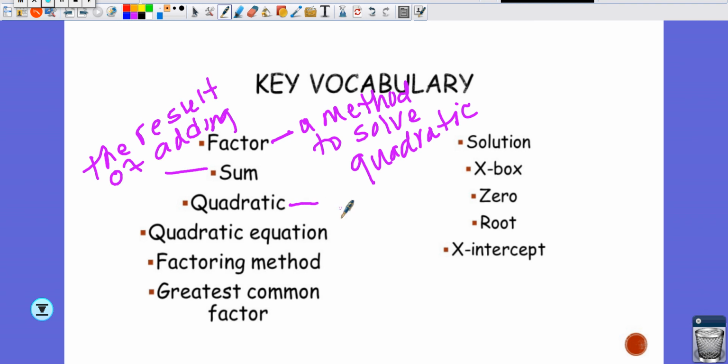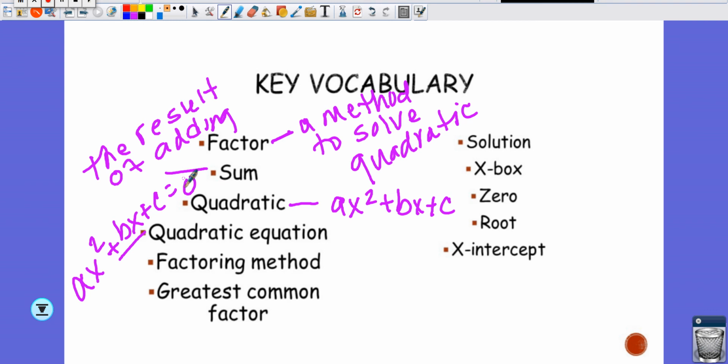A quadratic is written like this. This is the standard form for a quadratic. A quadratic equation is when you have some type of quadratic written in standard form equals something, and we want them to equal 0 so we can solve them. The factoring method, we're going to use the X box, and, oh wait, I need to go back over what a factor is. The factoring method is a method used to solve quadratics.